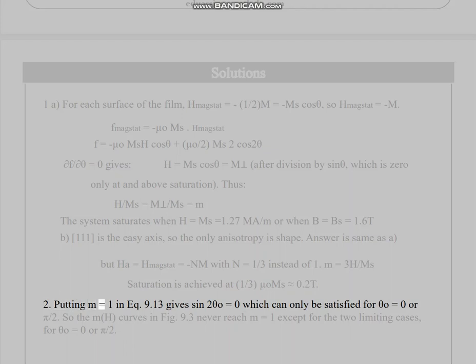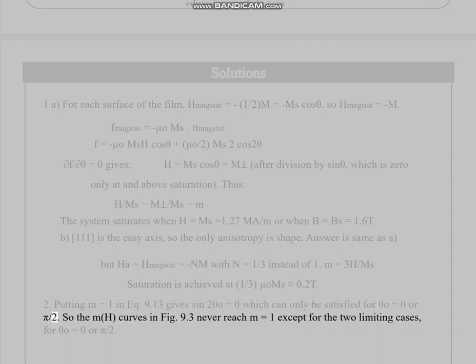2. Putting m equals 1 in EQ 9.13 gives sin 2 theta equals 0, which can only be satisfied for theta equals 0 or pi/2. So the m(h) curves in figure 9.3 never reach m equals 1 except for the two limiting cases, for theta equals 0 or pi/2.